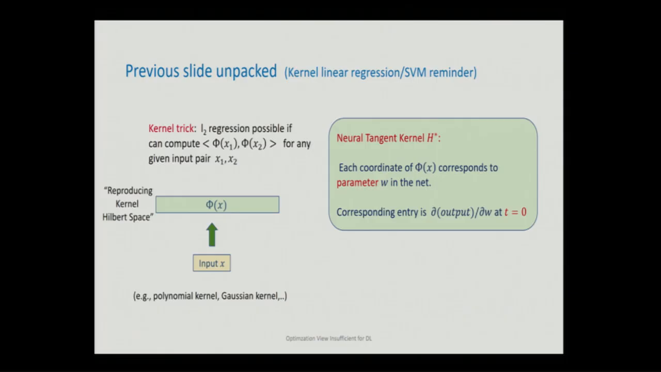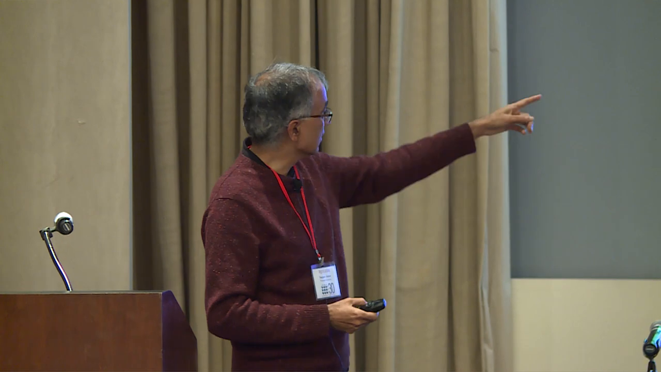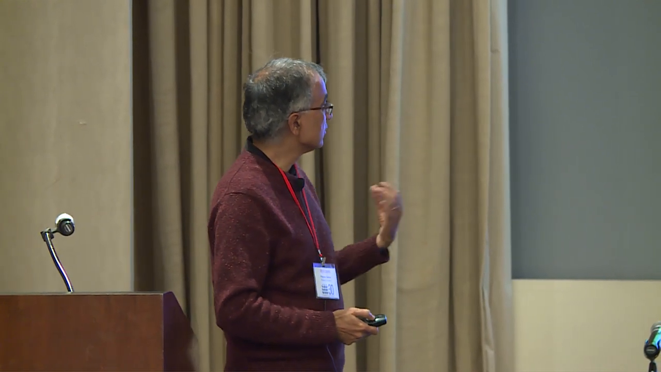And this neural tangent kernel is a new kernel which corresponds to this infinitely wide net, randomly initialized. For each parameter in the net, there's an entry in this representation, and the corresponding entry is the partial derivative of the output with respect to that parameter. So it's some bizarre new kernel that people hadn't seen, and the algorithm shows how to compute this inner product, and so you can do regression, and so you can compute what this infinitely wide net is doing.